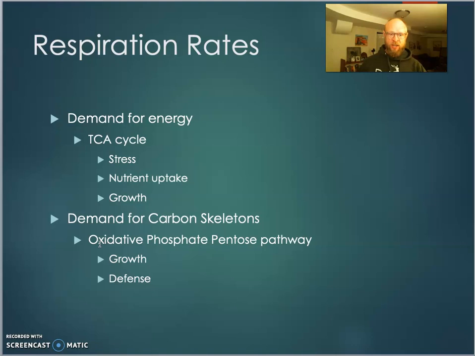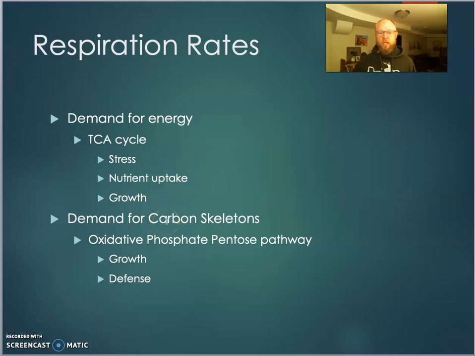That's good because it produces more energy. It's bad because it's going to release more CO2. So there's trade-offs there. So some things that might demand energy: if a plant is in a stressful environment, trying to tolerate that stressful condition, that could increase respiration rates and energy demands. Taking up nutrients is a fairly energy demanding process, and so plants that are really actively taking up nutrients will have a high energy demand and high respiration rates. And then just growth in general. Growth takes a lot of energy, and so there's a lot of demand for ATP during those processes.